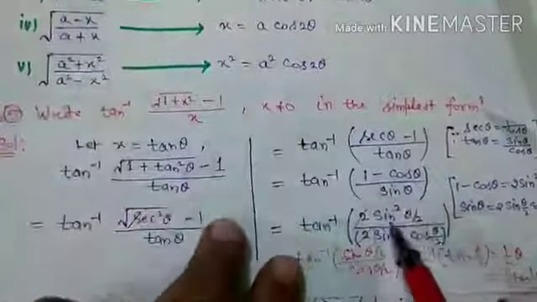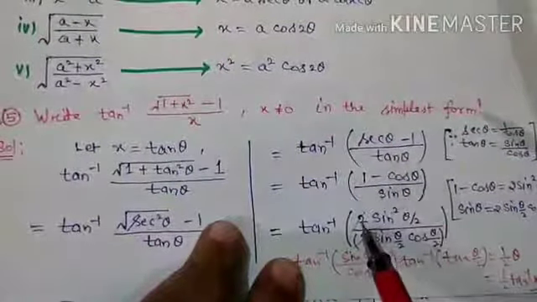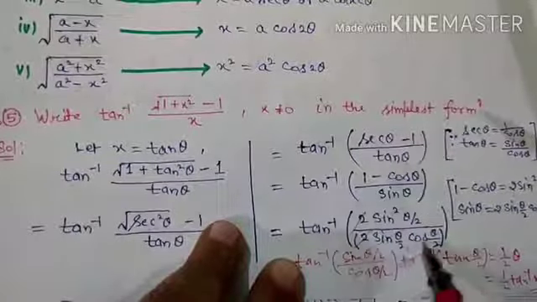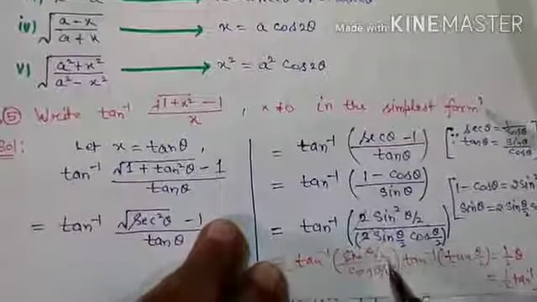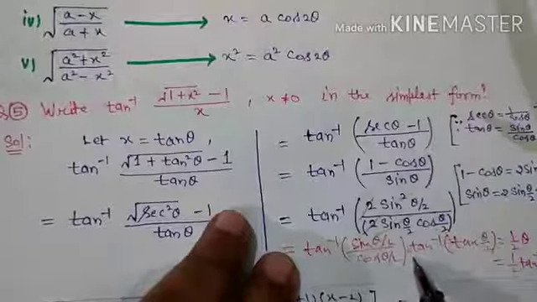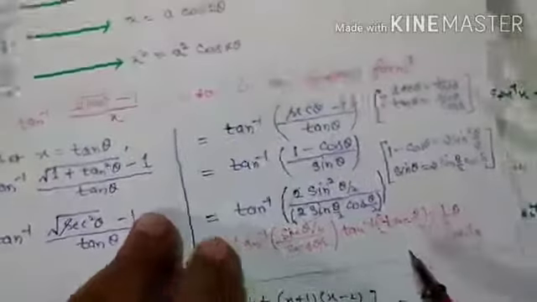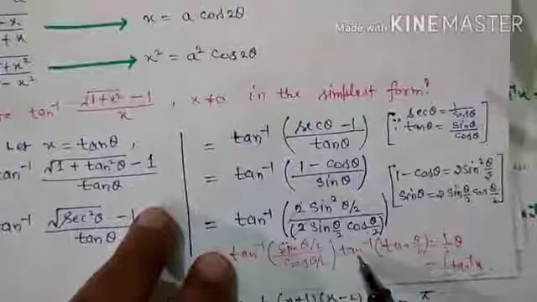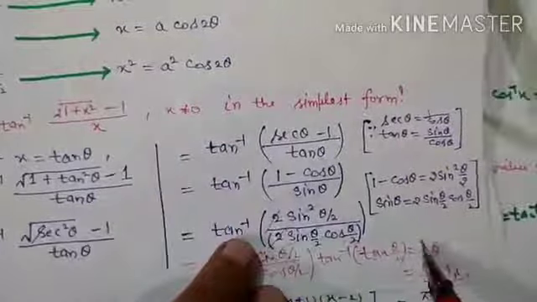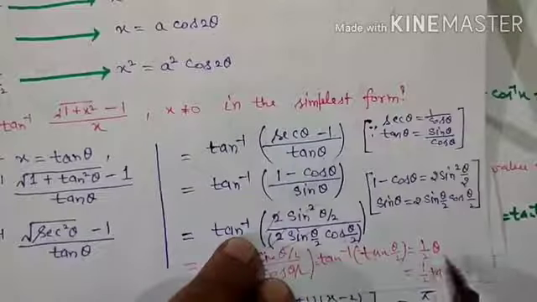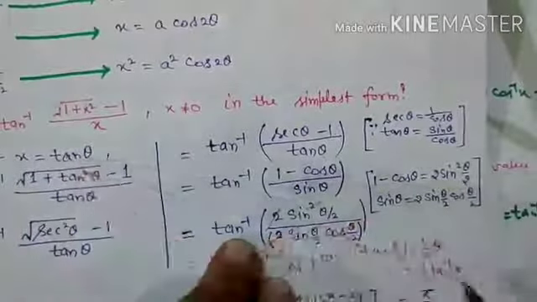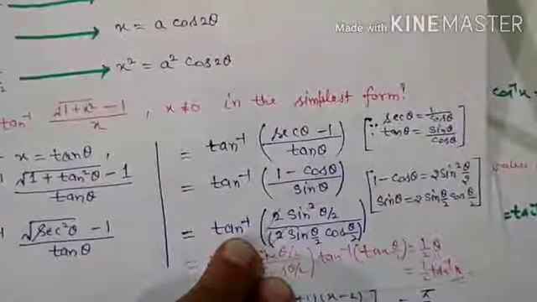Now by using the half angle formula, we can say 1 minus cos theta is 2 sine square theta by 2, and sine theta we can say is 2 sine theta by 2 cos theta by 2. We can reduce it, then we'll be getting tan inverse of sine theta by 2 upon cos theta by 2, equal to tan theta by 2. This tan inverse will be cancelled, then we'll be getting 1 upon 2 theta only. Theta, from here we can say, is tan inverse x. So 1 upon 2 tan inverse x. This is the answer.